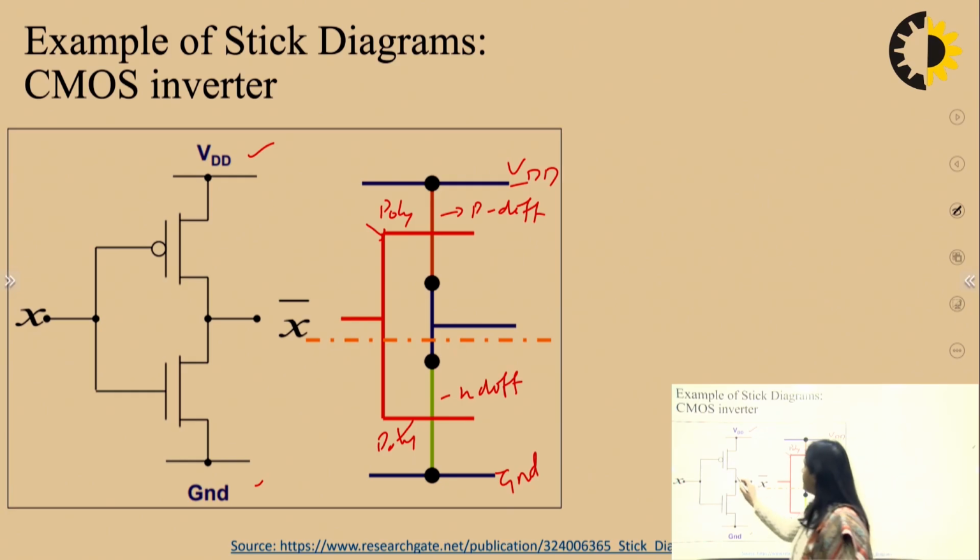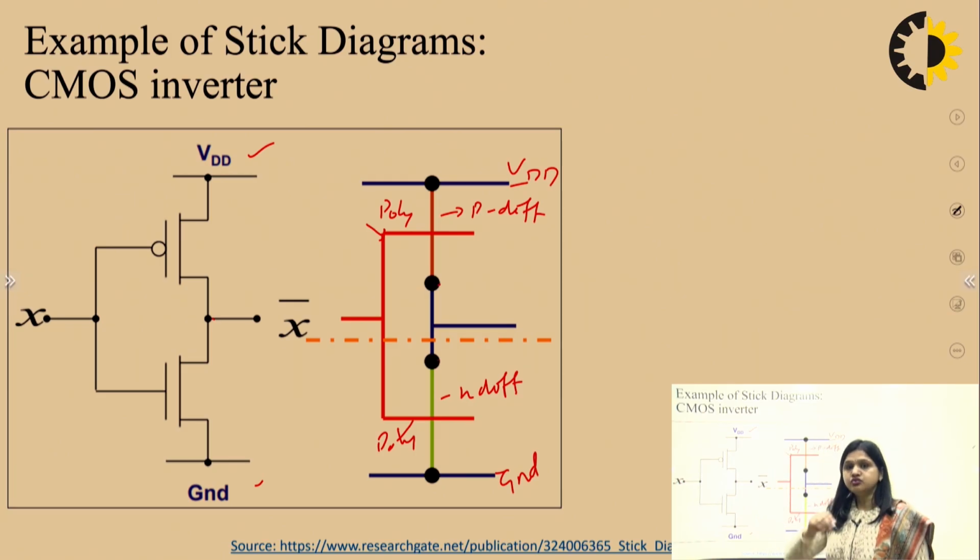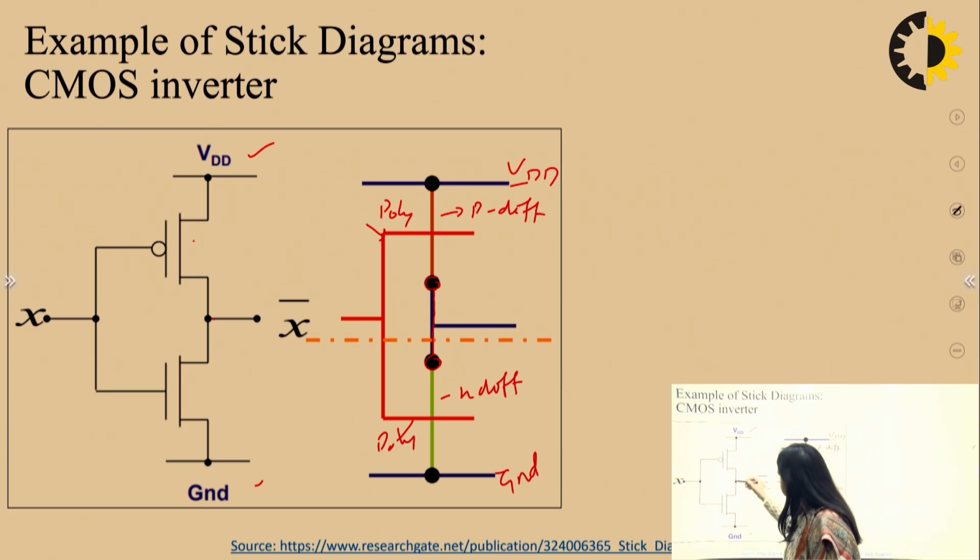Now I have to connect these two. If I want to connect these two, that means I have to make this connection. And to form a wire, definitely I need a metal. So I add one metal line which is represented by blue and I made these contacts with the help of black color. So this is how I have implemented the PMOS connection and this connection.